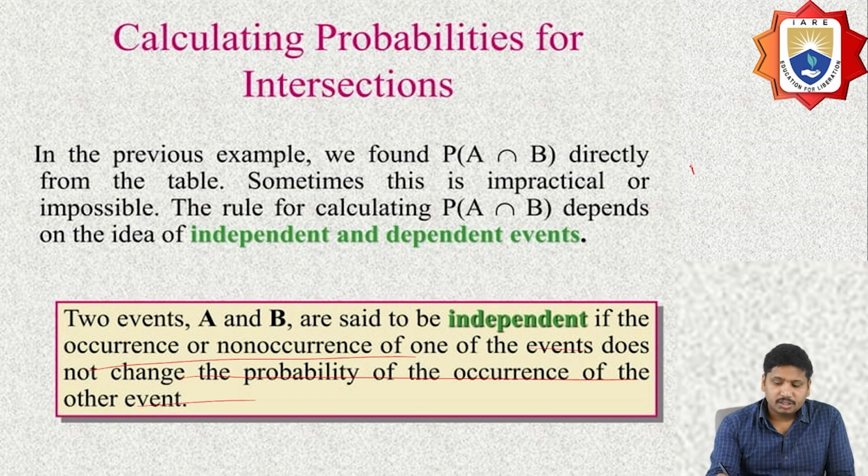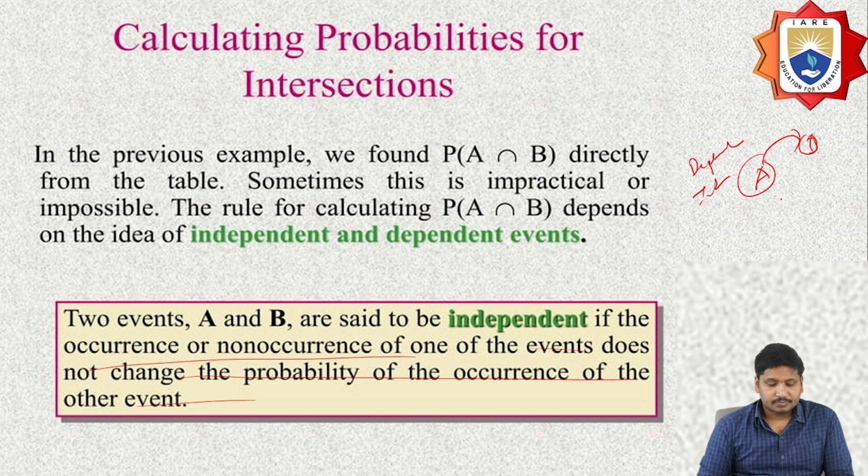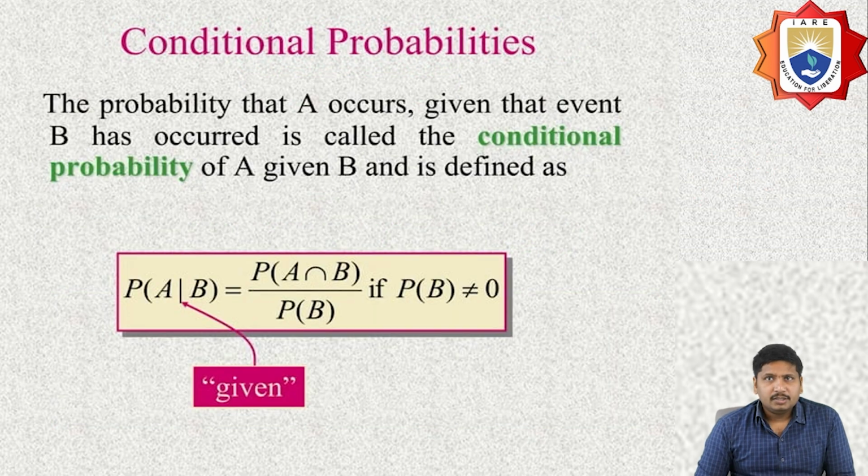So what are dependent and independent events? Dependent event means A and B are two events, and sometimes it is possible for A to be dependent on B. An independent event means it is not like that. The probability of A occurring given that event B has occurred is called conditional probability, and is defined as probability of A given B equals probability of A intersection B divided by probability of B, if the probability of B is not equal to 0.